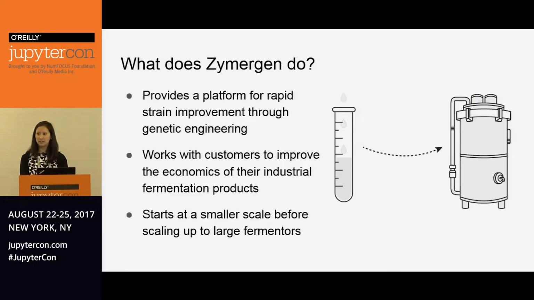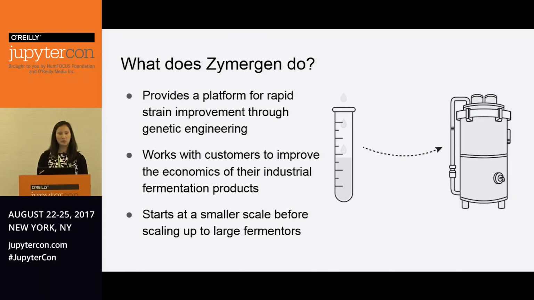And specifically, what does Zymergen do? We provide a platform with software and automation to rapidly improve strains through genetic engineering. How it works is we'll have a customer come to us with their strain that produces some industrial fermentation product, and we make a bunch of new strains and a bunch of genetic changes, and we want to figure out how to improve the economics of their strain.